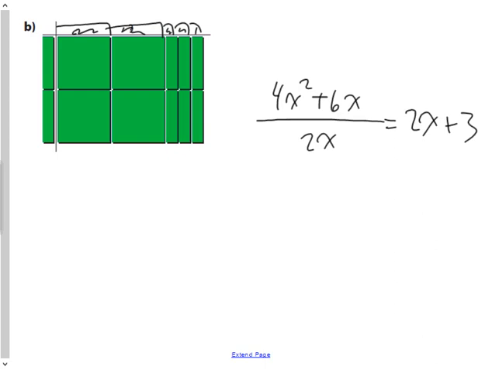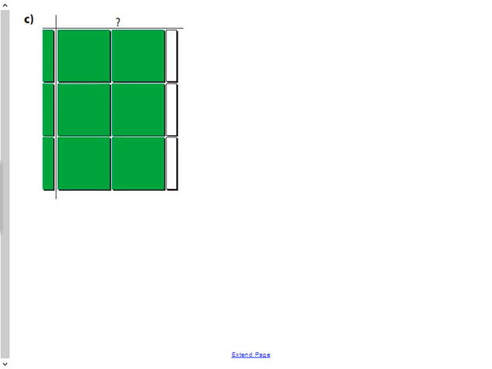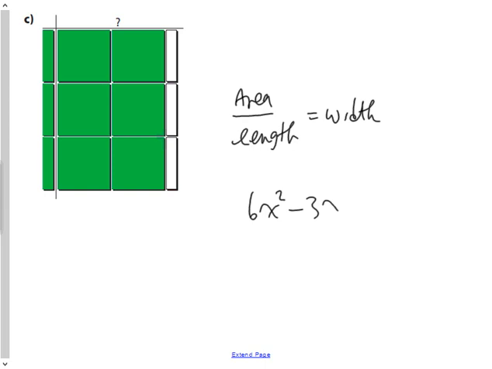And C, the final one. Really what we're doing here, just to rephrase, is area divided by the length equals the width, or you can say area divided by width equals the length. It doesn't matter. So the area here is what's inside, which is 6x squared minus 3x, divided by the length, which is the monomial 3x, will equal what's missing. These will be positive x's. This will be a negative 1. So it equals 2x minus 1.